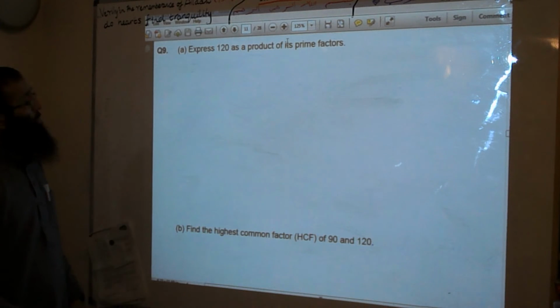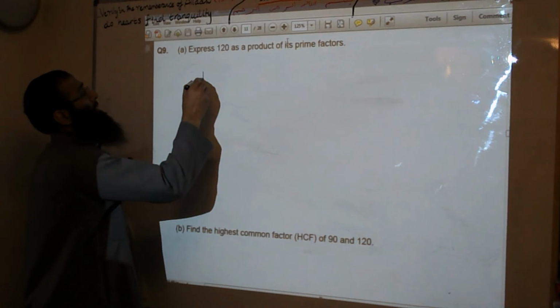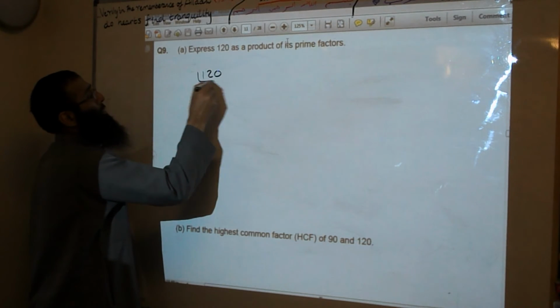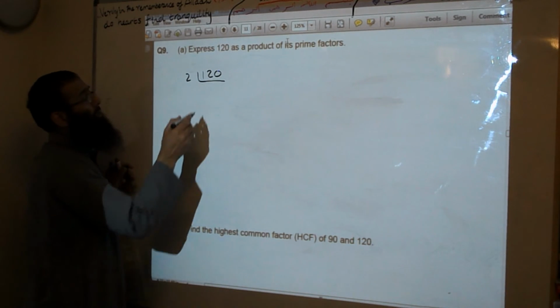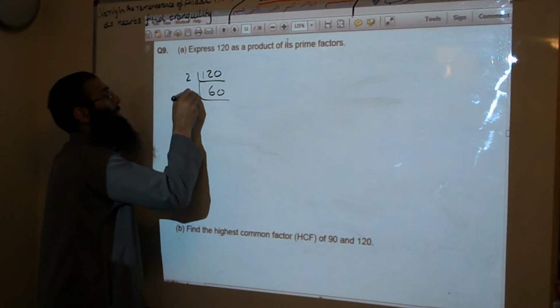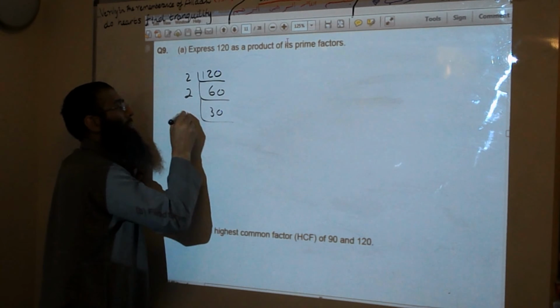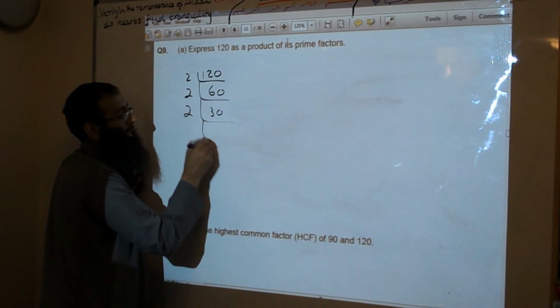Question number 9. Express 120 as a product of its prime factors. So 120 we divide by prime number 2. That gives us 60. Divide by the prime number 2 again. That gives us 30. We divide by 2 again, which is a prime number. That gives us 15.